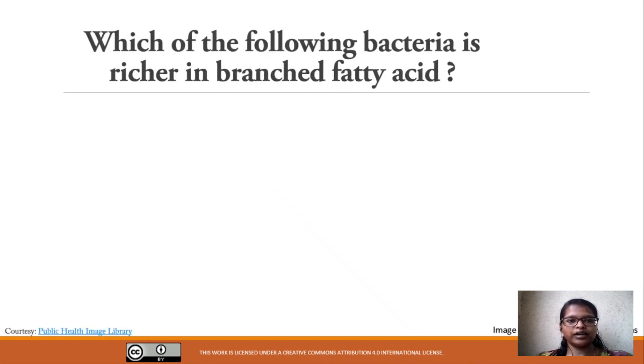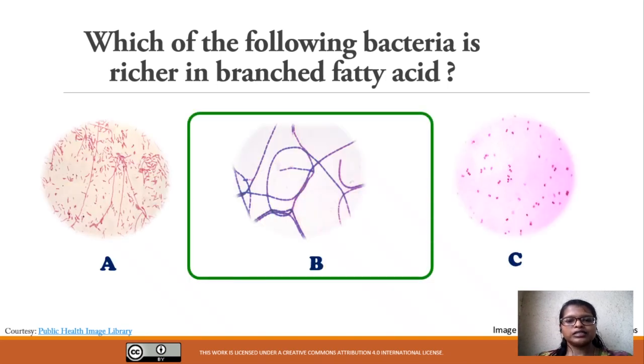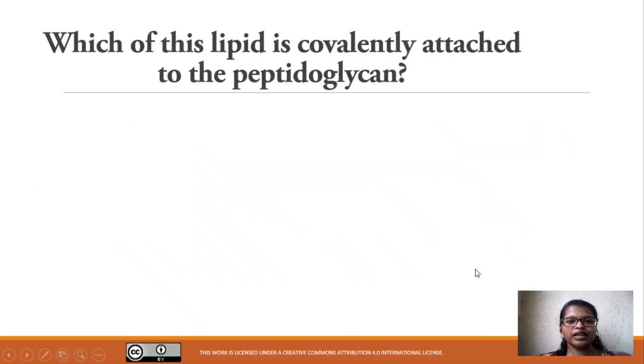Coming to question 1, this was your first question. Which of the following bacteria is richer in branched fatty acid? You were given these 3 options and option B is the correct answer. Why? Because, as we know, branched fatty acids are found in greater numbers in gram positive bacteria as compared to the gram negative bacteria.